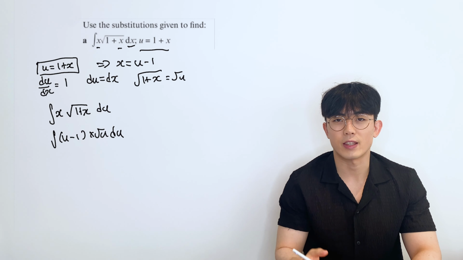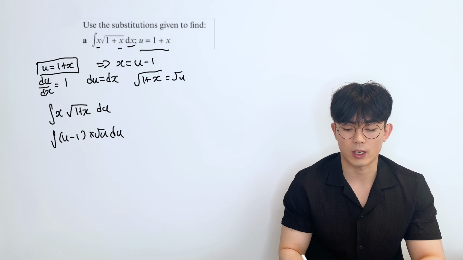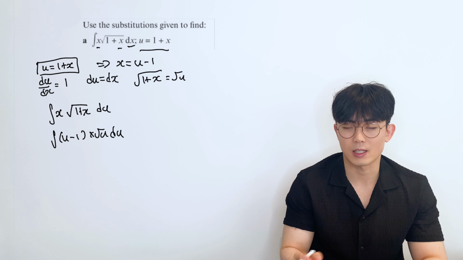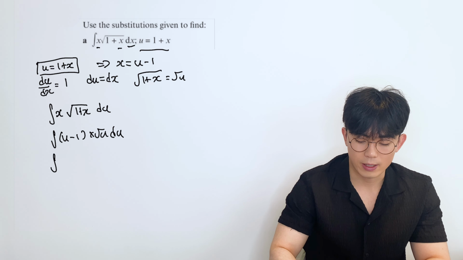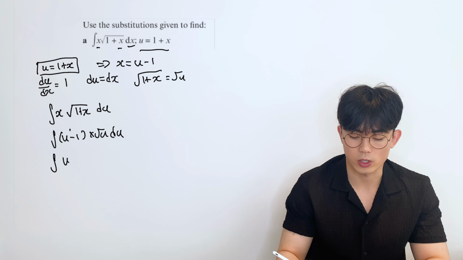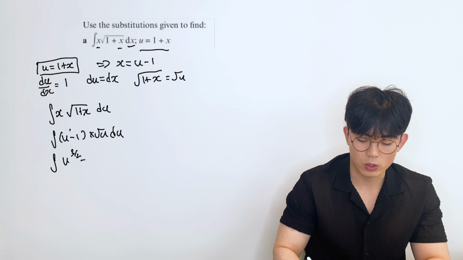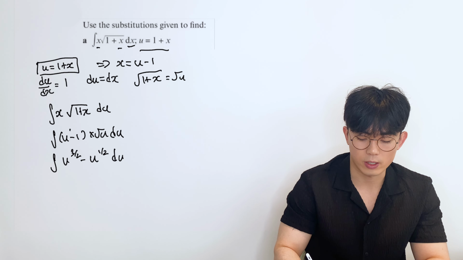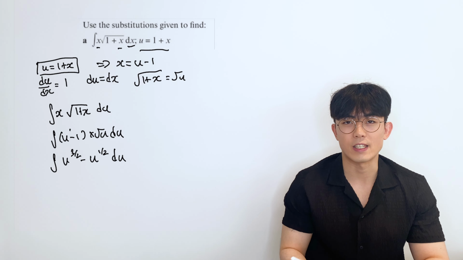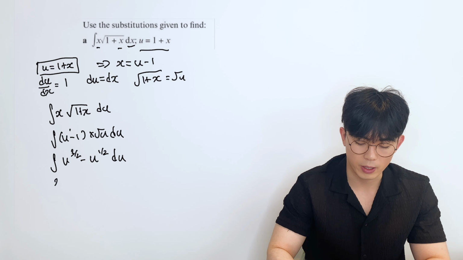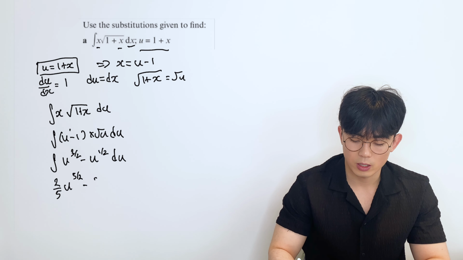Now we've got everything in terms of u, right? There's no x terms. So now we can integrate it, because this is a slightly easier integral. I can now expand the bracket by saying this is technically u to the 1, this is u to the half. This will be u to the 3 over 2 minus u to the half du. This is a lot easier for us to integrate now. So this is going to be 2 over 5 u to the 5 over 2 minus 2 over 3 u to the 3 over 2.